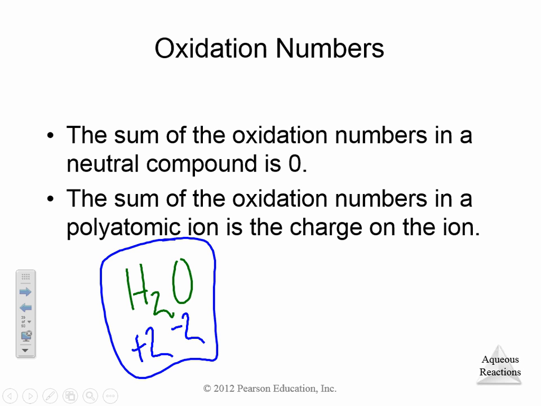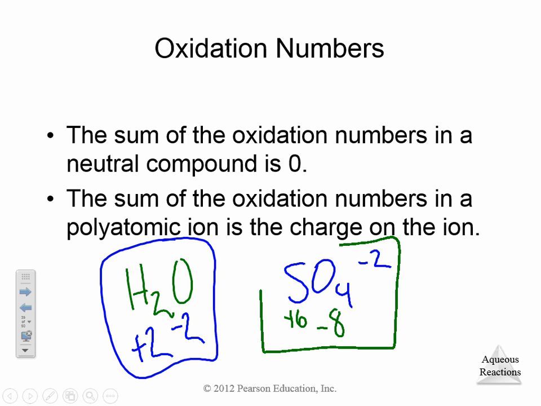If I take another example, like SO4 2-. All right, SO4 2-. We know that oxygen has a charge of -2. There are 4 of them. So oxygen is -8. Sulfur then has to be +6. The overall charge of this ion is -2, so the sum of my oxidation numbers has to be -2.